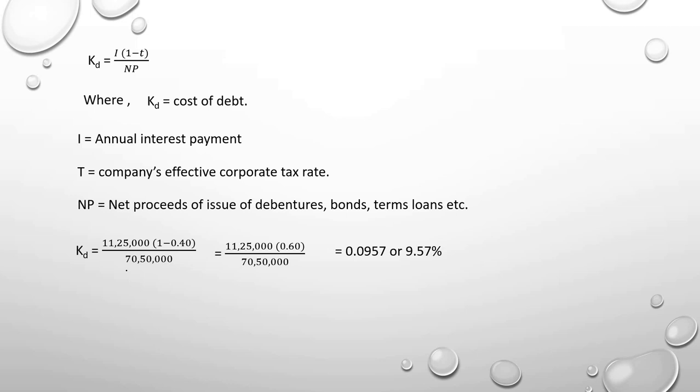Whenever the government charges some tax rate from the company, we always get the tax shield for that. So that's all about the irredeemable debentures. In the next lecture, we are going to discuss the redeemable debentures and how we are going to solve them.